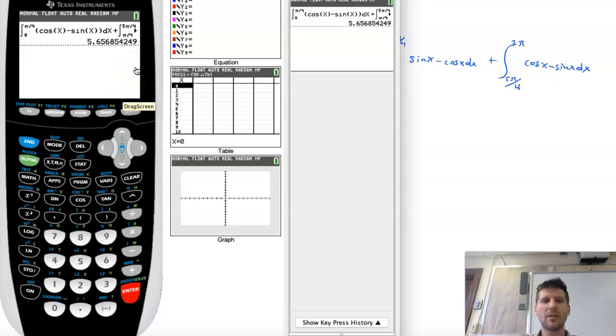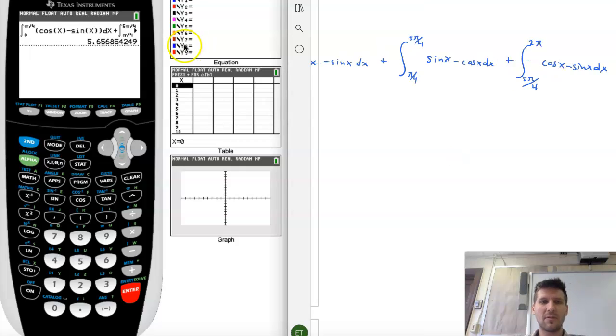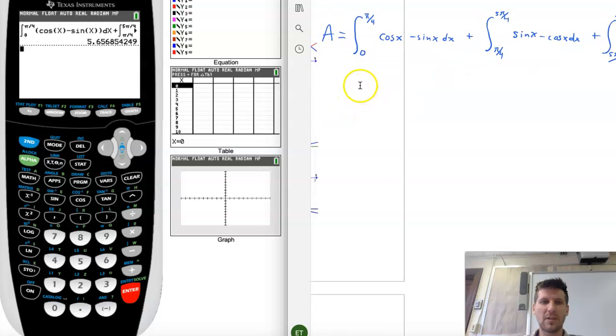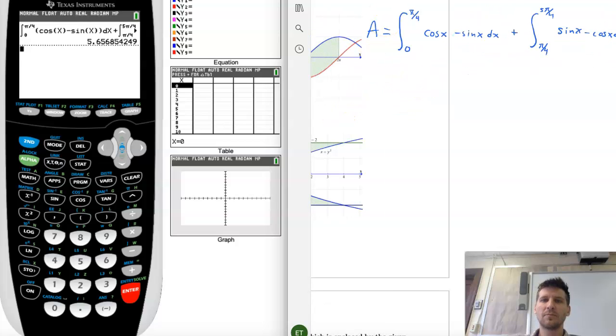So when I press enter here, you can see it's going to take a minute to think, and it's telling me it's 5.6568. So approximately the area is 5.6. We could just say 5.66 if we're rounding to the nearest hundredth.